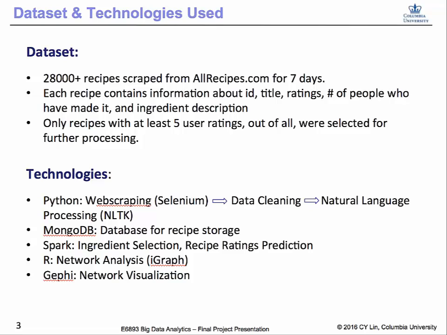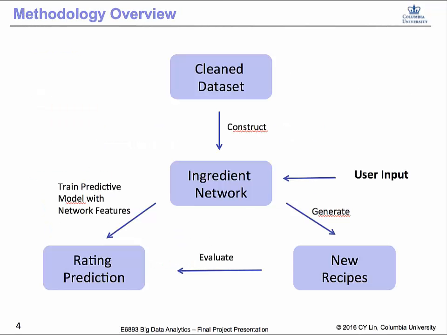We store our recipes on MongoDB, and we also use Spark to do part of the data pre-processing, and we trained a recipe prediction model using Spark's MLlib library. We use R as well to do network analysis, and finally Gephi for network visualization. This is the flow chart for our project.